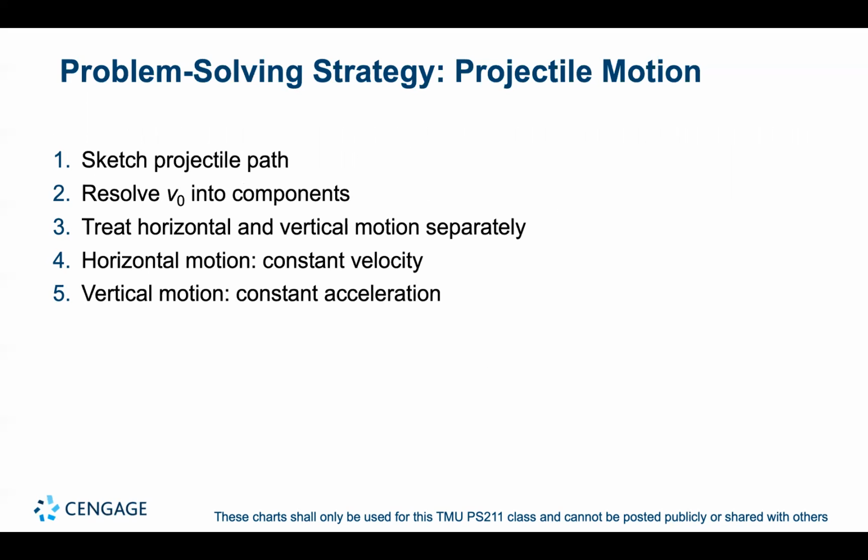So first, select a coordinate system. That's important. And sketch the path of a projectile, including initial and final positions, velocities, and accelerations. And of course, you want to make that coordinate system convenient for you. And so then you can draw the projectile path. Second, you want to resolve the initial velocity vector into x and y components. Third, you treat the horizontal motion and the vertical motion independently.